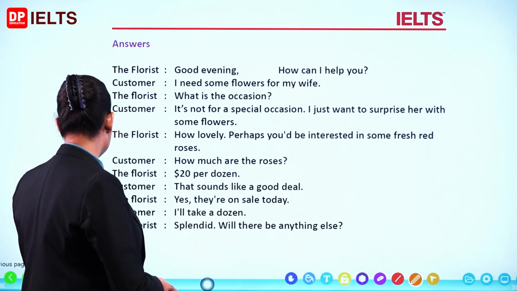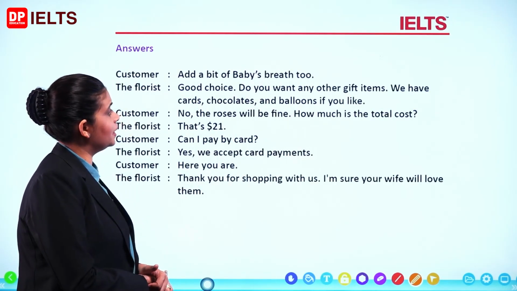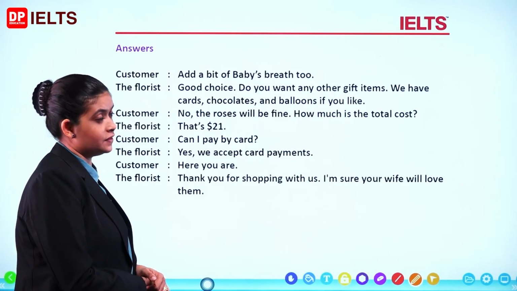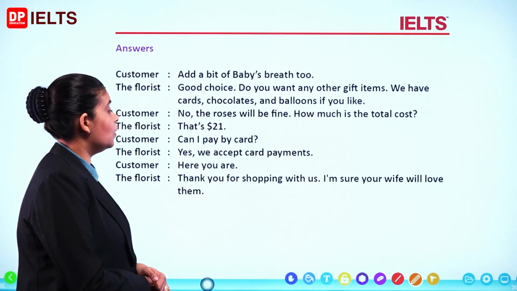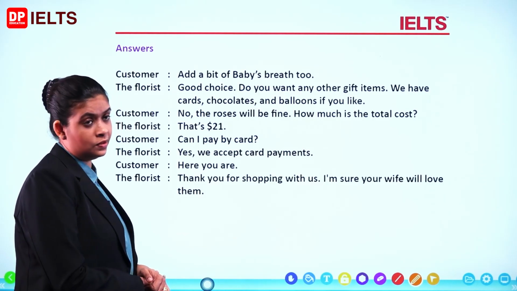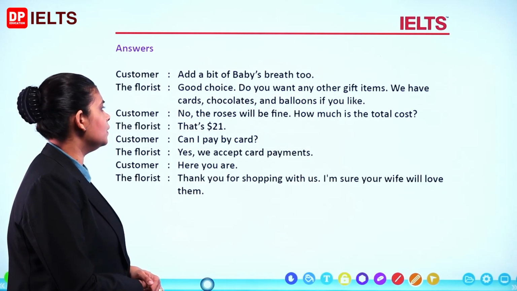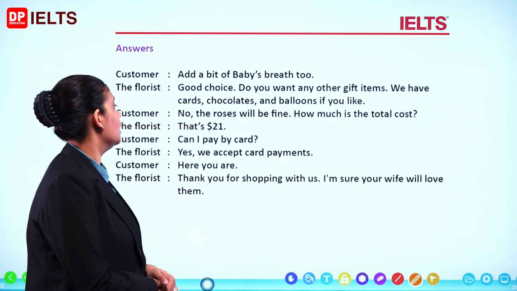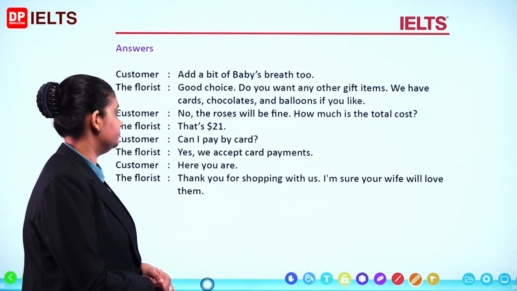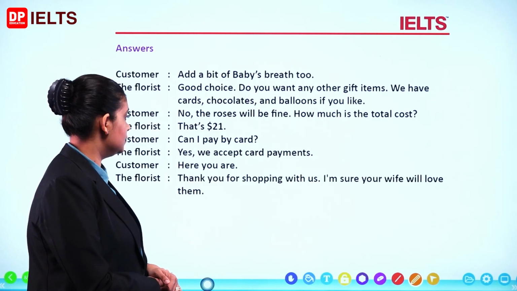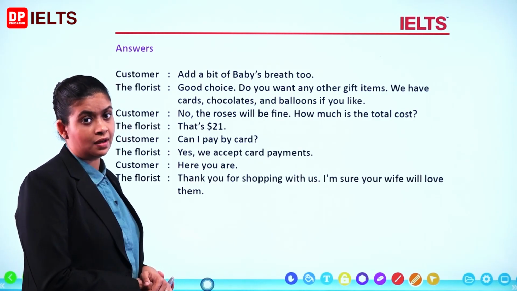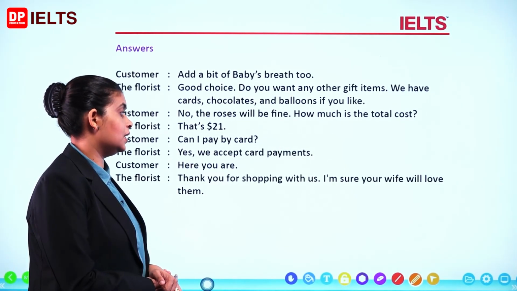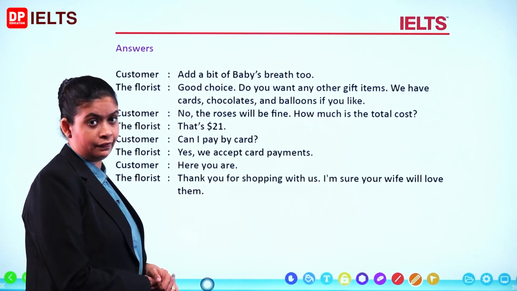Will there be anything else? Add a bit of baby's breath too. Good choice. Do you want any other gift items? We have cards, chocolates and balloons if you like. No, the roses will be fine. How much is the total cost? That's $21. Can I pay by card? Yes. We accept card payments. Here you are. Thank you for shopping with us. I'm sure your wife will love them.